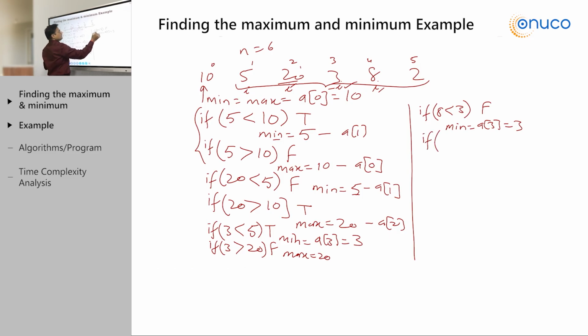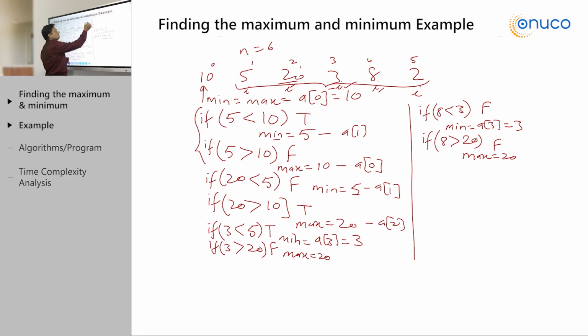And second, we are going to compare again. Is 8 greater than the maximum element? Till now the max element was 20. Is it true? No, it is false. It means max remains the same element, 20. Both conditions are false. Then again I increases.